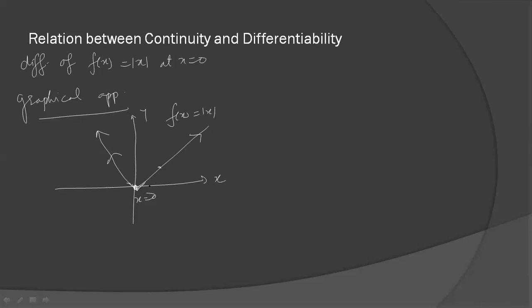And another reason, if you see in the right neighborhood of 0, the slope of this line is tan 45 equal to plus 1 because it will be y equal to x. In the left neighborhood it will look like minus x, then the slope will be minus 1. So at x equal to 0, if you draw the tangent, then the tangent has different slopes from the right and from the left. It means you are not getting a unique tangent. It means the function is not differentiable at x equal to 0.